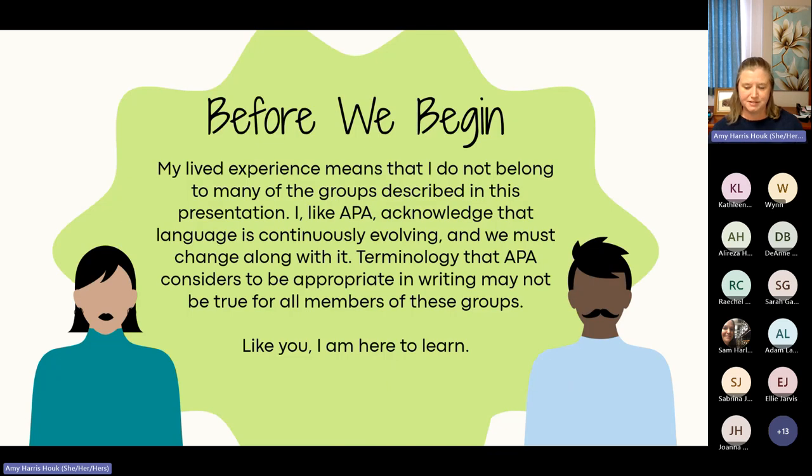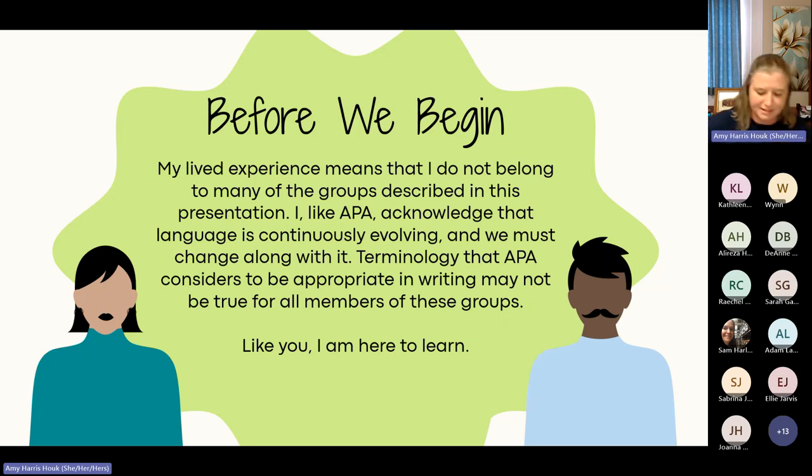I also just want to kind of situate myself in this whole idea. This presentation will talk about a lot of identity groups that I'm not a part of. So I may get things wrong. APA may have gotten things wrong. Language grows and evolves as knowledge grows and evolves, and we hopefully are growing and evolving along with it. The terminology that APA talks about as appropriate in writing may not feel that way to everyone in all of these groups. So I just want to say all of that in advance.